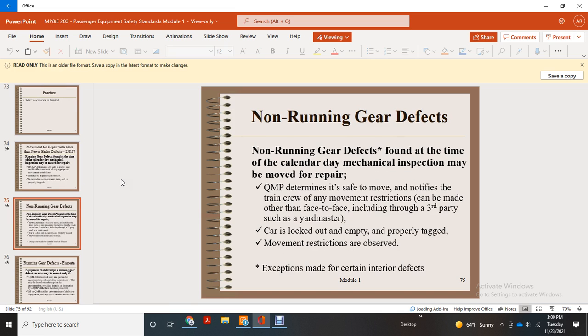Non-running gear defects. Non-running gear defects found at any time of the calendar day mechanical inspection may be moved for repair. The qualified maintenance person determines it is safe to move and notifies the train crew of any movement restriction. This can be done other than face-to-face, including through a third party such as a yardmaster. Cars locked out and empty, properly tagged, movement restriction observed, and exemptions. The asterisk stands for the exemptions made for certain interior defects.